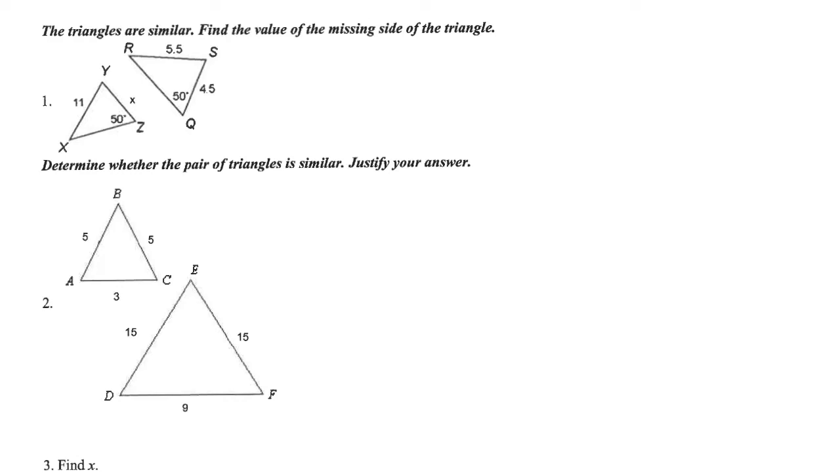If triangles are similar, okay, then their sides are proportional. Okay, so sides are proportional. And if we know that they are proportional, then we can write proportions to solve for missing sides. When you write proportions, you take the big side with the big side, the small side with the small side. So 5.5 is bigger than 4.5, and this side that the 11 is on looks bigger than the side that the x is on. So I'm going to pair the 5.5 with 11.